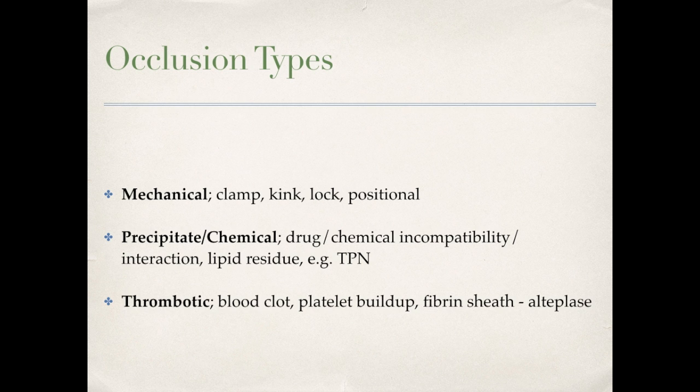The final occlusion type is the thrombotic type. So this could be a blood clot or buildup of platelets causing a fibrin sheath. If the occlusion is suspected to be thrombotic, a medical officer needs to be informed as soon as possible, because if the clot happened to break off, it could cause harm to the patient. So we need to be really careful when dealing with thrombotic occlusions. Usually a trained professional can dislodge the clot in a safe way by using a drug called alteplase, and that breaks apart the fibrin sheath and the platelet buildup so that it doesn't travel anywhere else in the body.